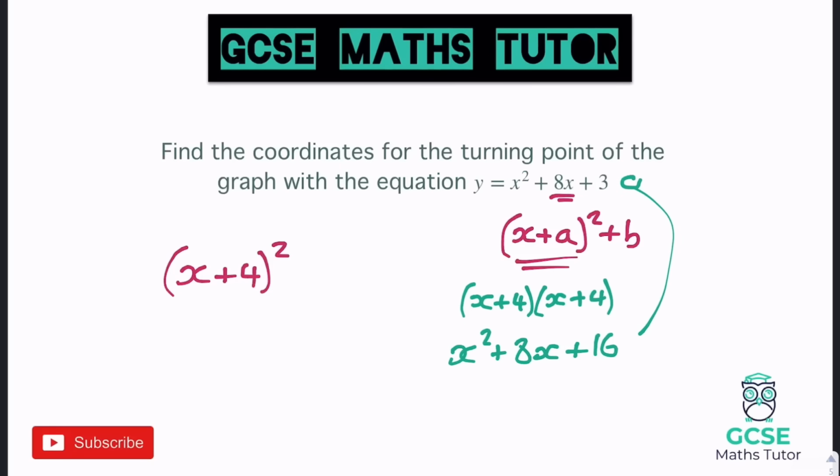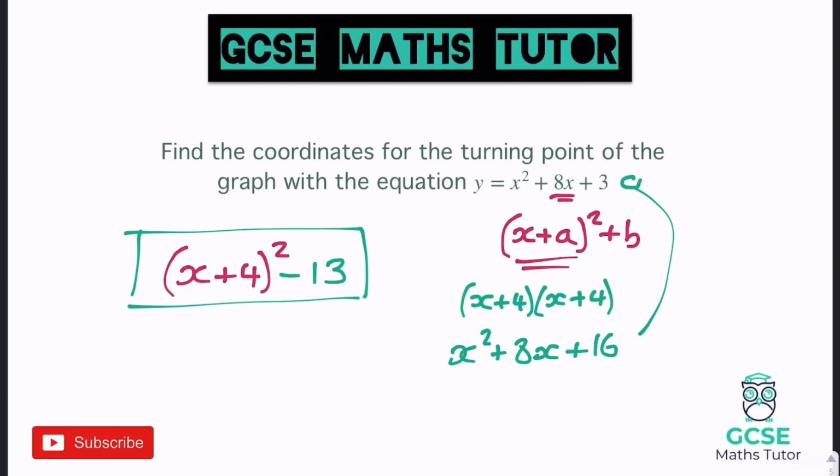And we don't want plus 16, we want plus 3, because all we're doing is we're rewriting it in a different form, in this completed square form. So in order to make sure 16 becomes 3, we would have to subtract 13 from this double bracket there. 16 take away 13 gives us 3. So that is actually written in completed square form there, and that is how you do it. Now you don't have to fully expand the double bracket. You can just think, okay, well 4 times 4 is 16. That's the number I know I'm going to get at the end. So I'm going to have to take away 13.